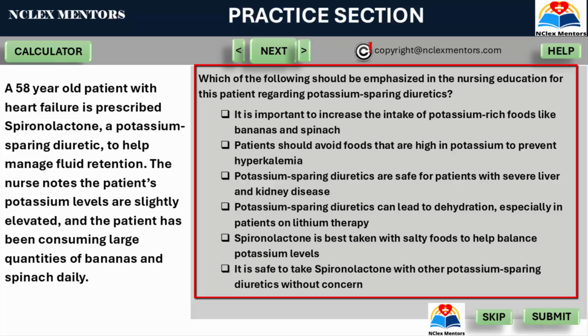Option E, spironolactone is best taken with salty foods to help balance potassium levels. Option F, it is safe to take spironolactone with other potassium-sparing diuretics without concern.